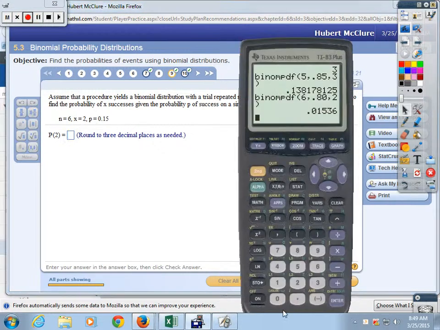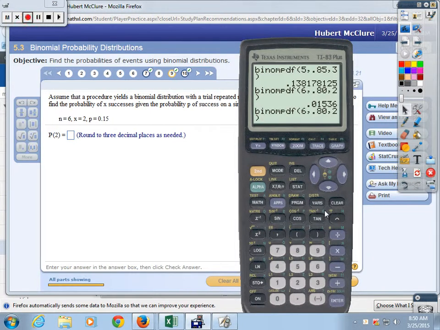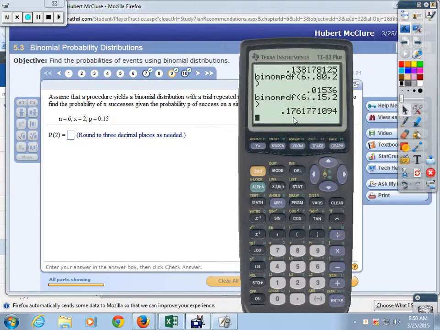So you put in your handy dandy calculator, second function, enter, and type in 6, 0.15, and 2. 0.176.